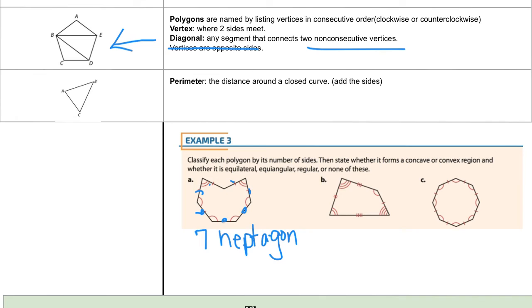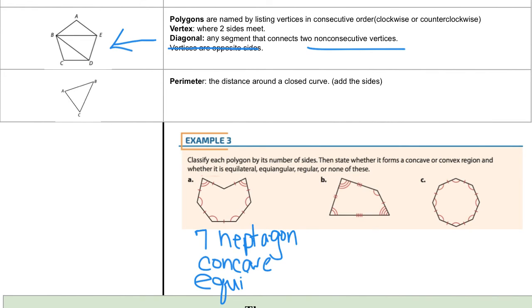Is it concave or convex? So I'm going to use my diagonals, and I'm going to look at my diagonals, and I'm going to take my red pen. If I connected these two vertices, that diagonal lies outside, so it is concave. Okay, concave. And if I'm looking at the markings on the picture right here, all the sides have the same one little tick mark. So it is equilateral.